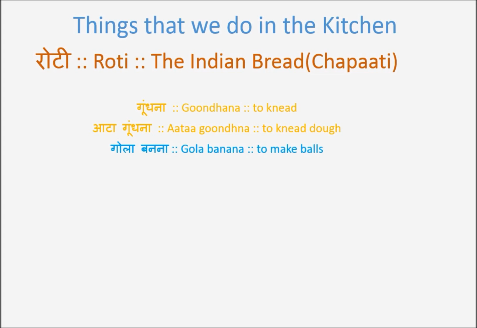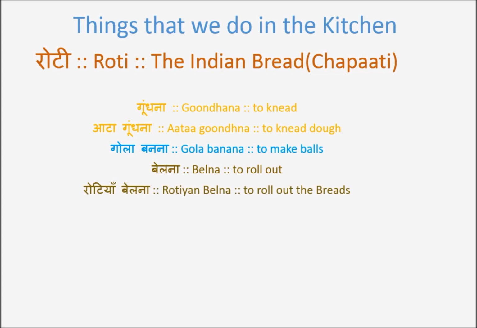Then you make the gola. What is gola? Gola is the balls. Banana is to make. So gola banana, to make the balls. Right? Then, do you remember belan that we had done in the kitchen items? Belan was the rolling pin. So belna means to roll out. So what are we rolling out? Rotiyan, isn't it? So rotiyan belna, that means to roll out the breads.